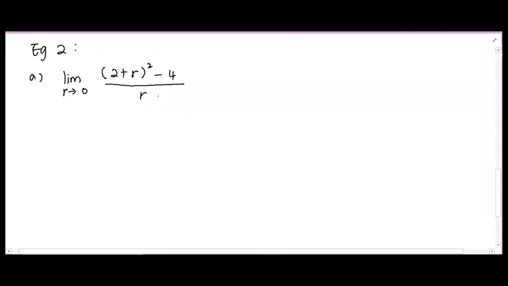Look at this example. You have (2 plus r) squared minus 4, over r. When I use the substitution method, I try to substitute 0 into the r. I get 2 plus 0, that is 2, 2 squared is 4, 4 minus 4, you get 0 on top. And when you substitute the 0 into the denominator, you also get 0. So when you have this case, you call this case an indeterminate form.